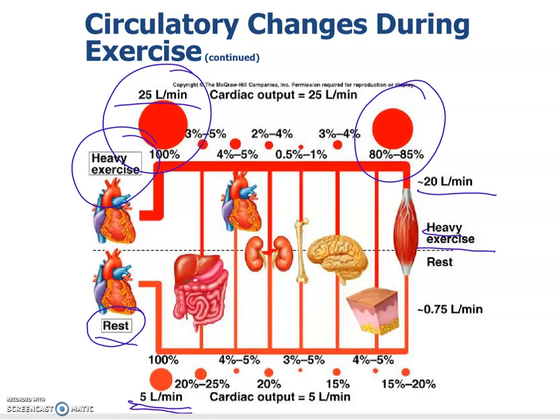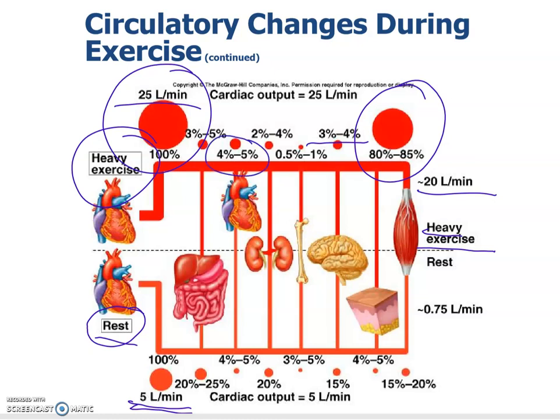By proportion, even though it says here 3 to 4% of the cardiac output as opposed to 15% for the brain at rest, the amount is still the same. The brain basically gets a constant amount of oxygenated blood and nutrients that it needs to do whatever it needs to do.